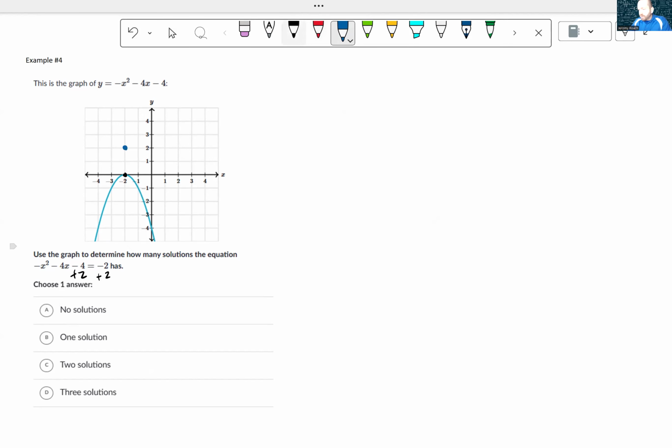We can take some other points and shift those up 2 units also. So we can go from there and shift it up 1, 2. We can start from here and shift this up 1, 2 units. And then we can redraw our parabola. Again, our parabola hasn't changed in width. It's the same parabola, just shifted up 2 units. So now we want to figure out how many solutions this has. Well, it's got 2 solutions.